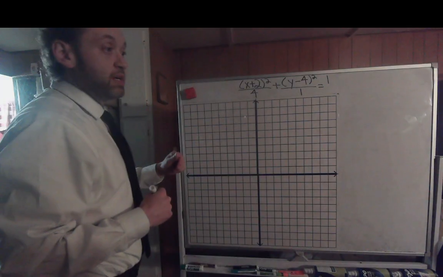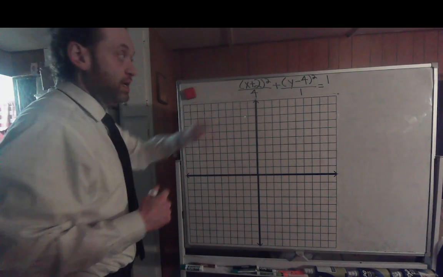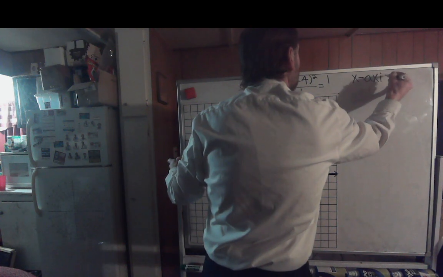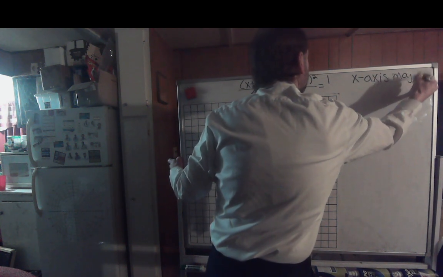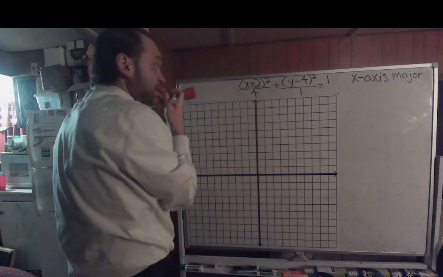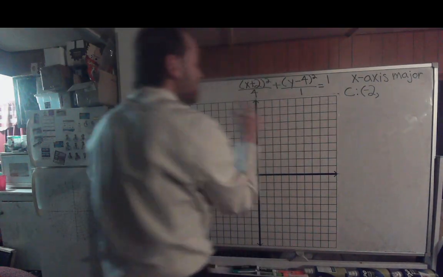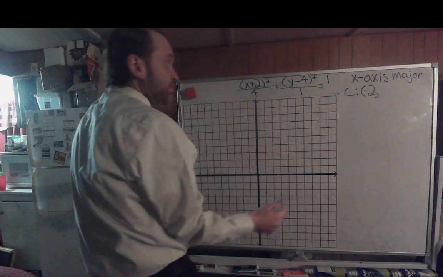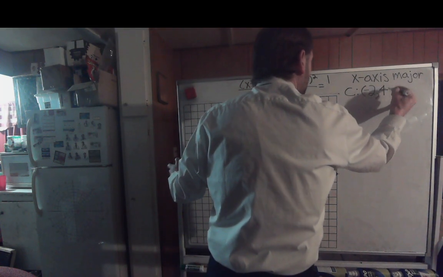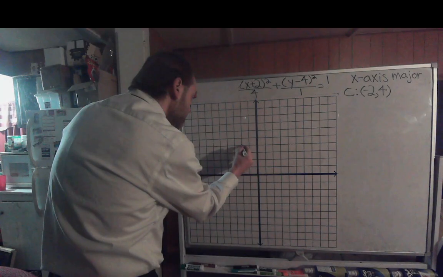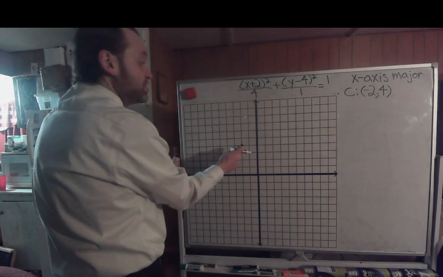Well, which number is bigger? Definitely the 4, right? And that's below the x term, so this time that means the x-axis is the major axis. So we have the major axis is located on the x-axis. Now, let's find the center. So to get the x-coordinate, set that x plus 2 equal to 0, you'll get the x-coordinate is negative 2. To get your y-coordinate, set y minus 4 equal to 0, you get the y-coordinate of 4. So the center is located at negative 2, 4. So there's your center at negative 2, 4.